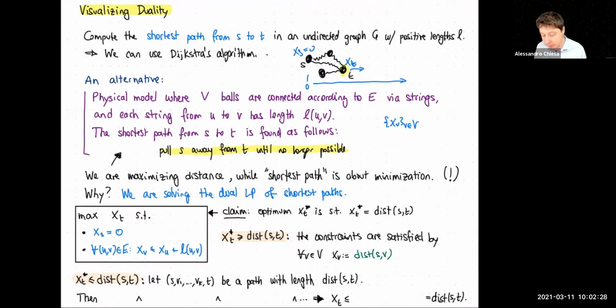Okay, let's do that. Consider any path that goes from S to T that has optimal length. Let it be this path over here. So it goes from S to V1 to blah, blah, blah, Vk, and at some point T. And this one has length that is the distance S to T. One of them must exist, right? Because the distance from S to T is realized by some path at least.